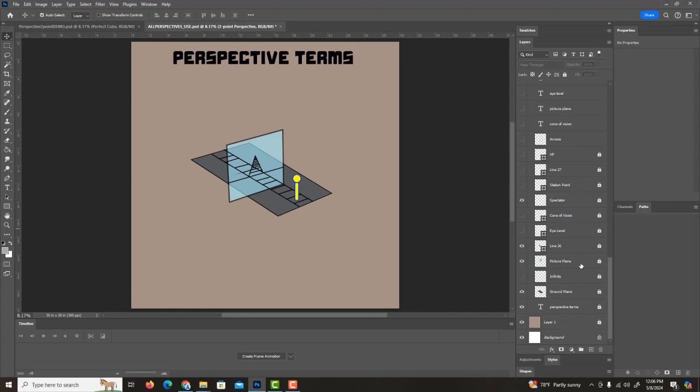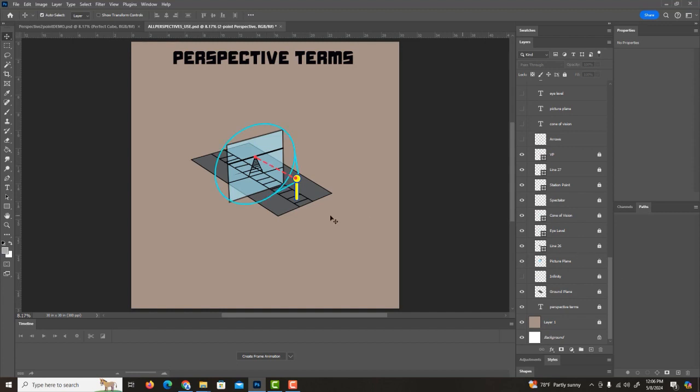That is determined by the horizon line, the eye level line, and the distance from the viewer to the picture. So we have our station point, which is the eye level point of the viewer, and that's connected to the vanishing point, which is the point on the eye level line where your parallel lines will converge.